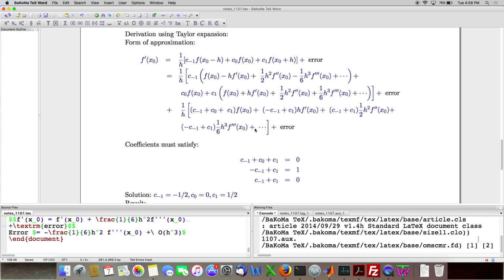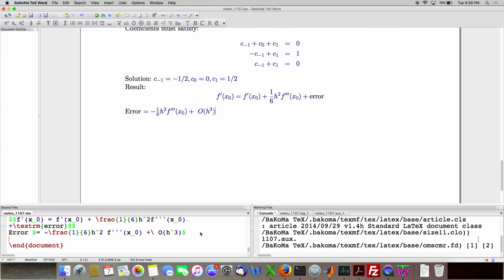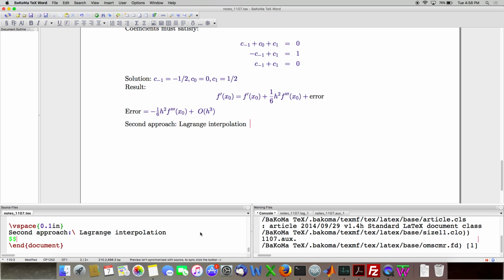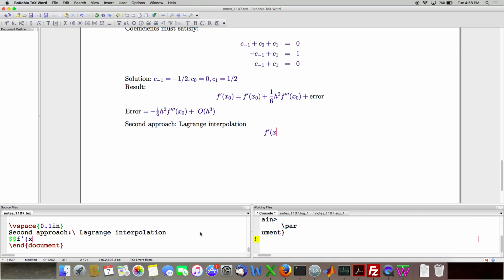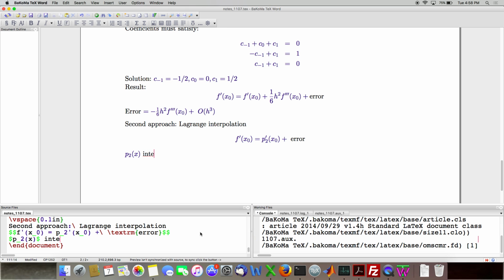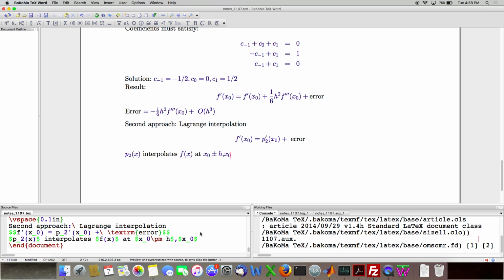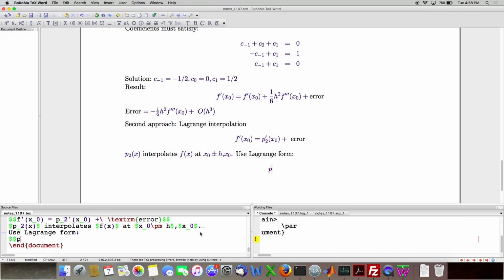Now, I may run out of time, but the other approach is Lagrange interpolation. What happens there is you specify that the derivative at x naught is equal to the derivative of an interpolating polynomial plus your error. And P2 interpolates f at the same points that I used before, x naught plus or minus h and x naught. So then what I do is use Lagrange form for P2.